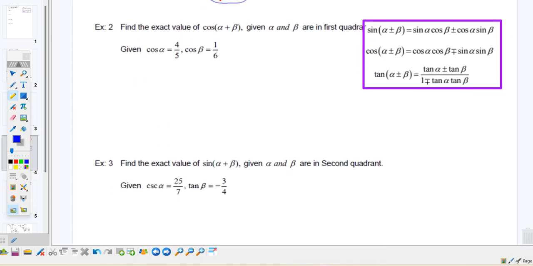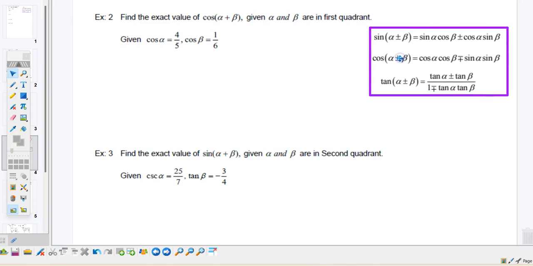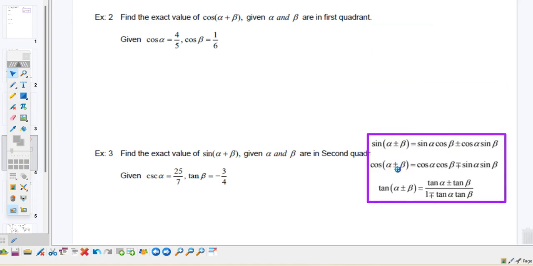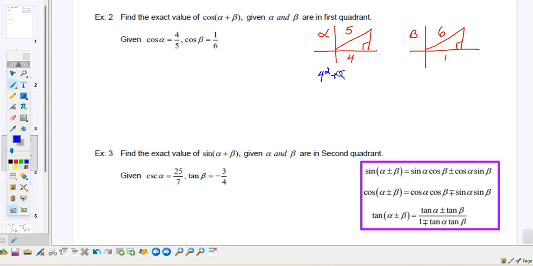Now let's try number 2. Find cosine alpha plus beta if alpha and beta are in the first quadrant. Okay, that's nice. So let's draw those pictures. Here's alpha. Here's beta. So cosine A is x over r. B, x over r. X squared plus y squared equals r squared.